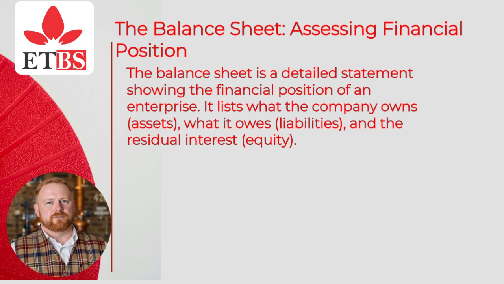Core equation: assets equals liabilities plus equity. This formula ensures that the balance sheet always remains in balance. It also indicates the leverage level of the business and how much of the assets are funded by owners versus creditors. Strategic value.